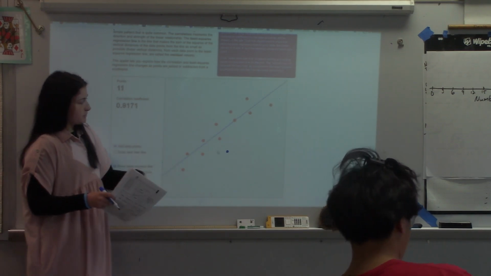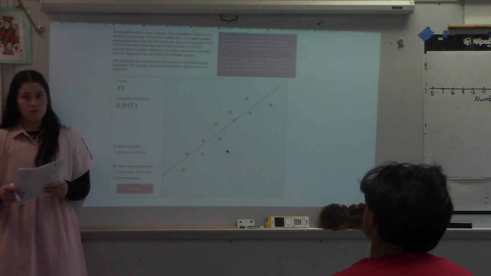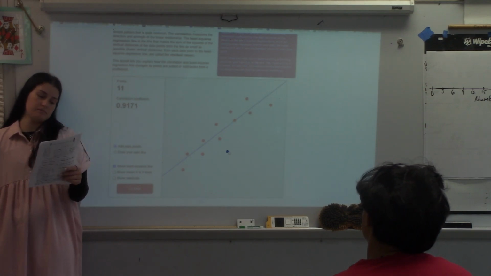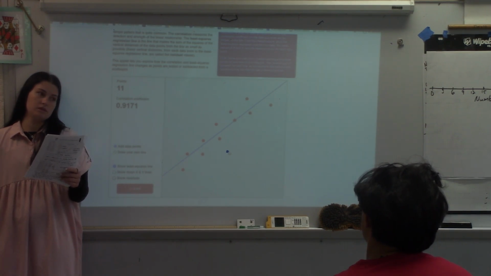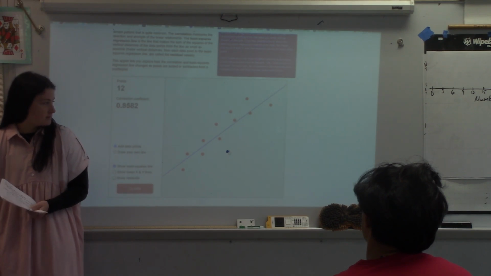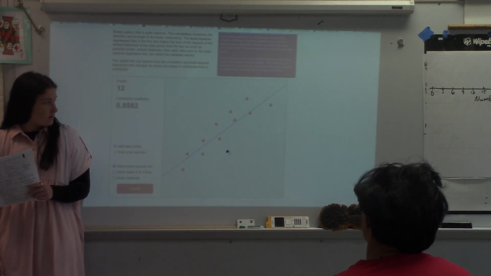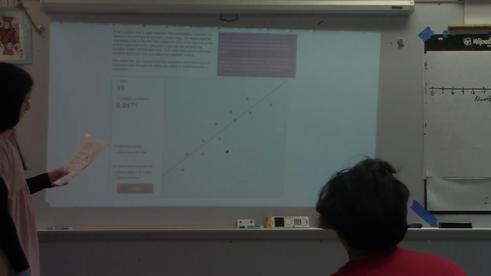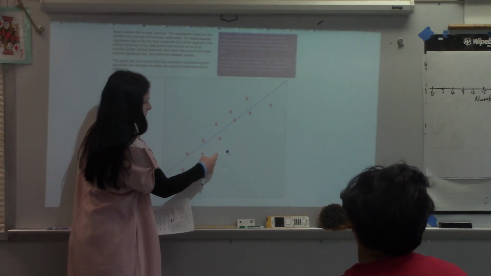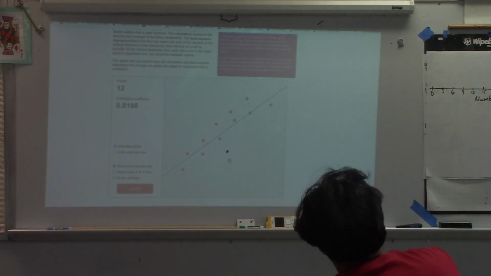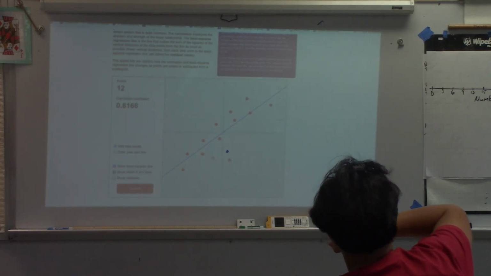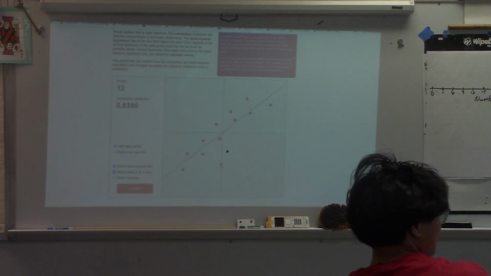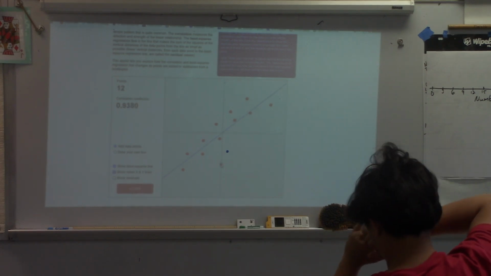Alright, C, adding the point C right here. Oh, we were supposed to be writing this. What do we think's gonna happen to the slope? Okay, what do we think's gonna happen to the y-intercept? And correlation? Alright, let's see what happens, because we all have different ideas. So, we remove the point. It's directly under this one. Y-intercept decrease. Yeah, that's what we're wanting.